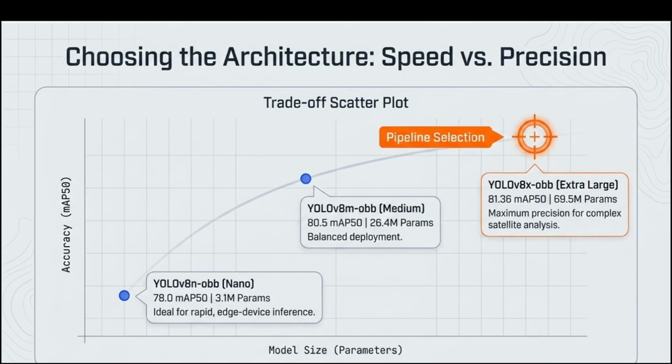So now let's check how it works: choosing the architecture for speed and precision. First of all, you can see YOLOv8 nano, with about 3.1 million parameters, ideal for rapid edge device inference. And you can see different types of YOLOv8 OBB models, such as YOLOv8 OBB and YOLOv8M OBB, the medium one. All of them are pre-trained models. There is a nano, a medium, and an extra large model. We use different types of pre-trained models.